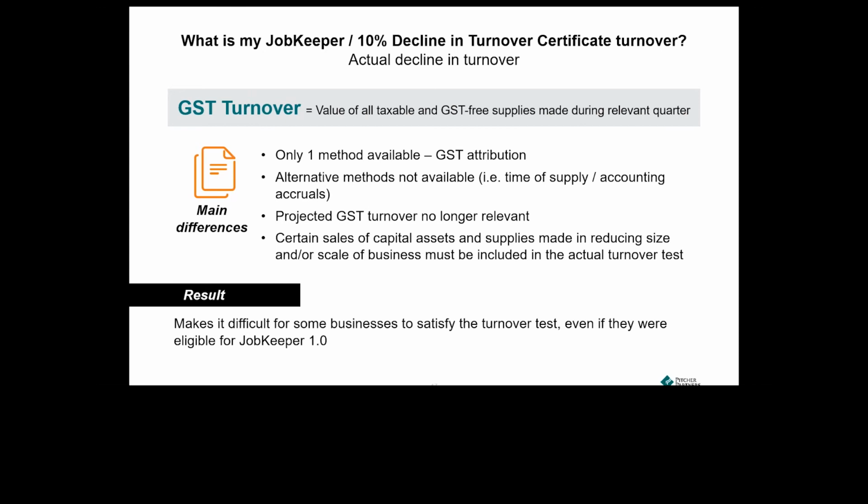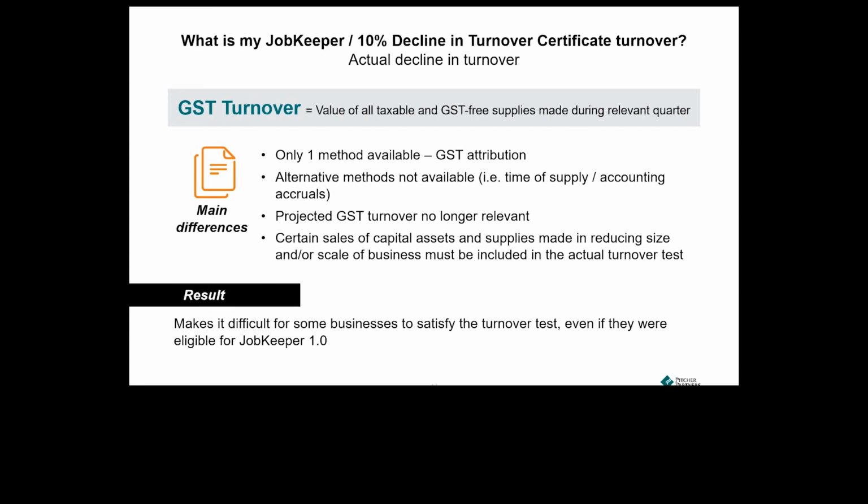Those disposals of capital assets and other related supplies were under the law able to be excluded from your projected GST turnover for JobKeeper 1.0. But now that projected GST turnover is no longer a relevant concept, they can no longer be excluded, and any revenue that you've received from those supplies must now be included in your JobKeeper 2.0 testing. So what does that mean practically?